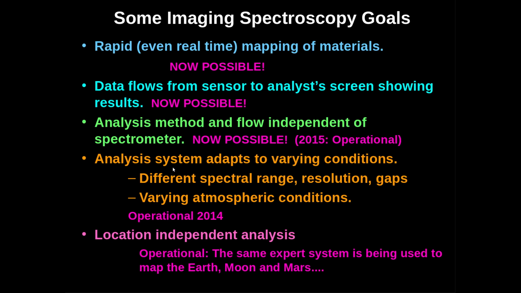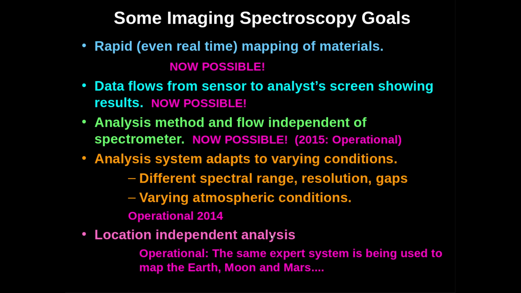The analysis system now adapts to varying conditions. So if one instrument has one spectral range and another instrument has a different spectral range, the system will adapt and analyze for the features that it can analyze within a given spectral range. Varying atmospheric conditions can throw off calibration, and how we command that is an open science question, but is certainly possible to do with the current system.